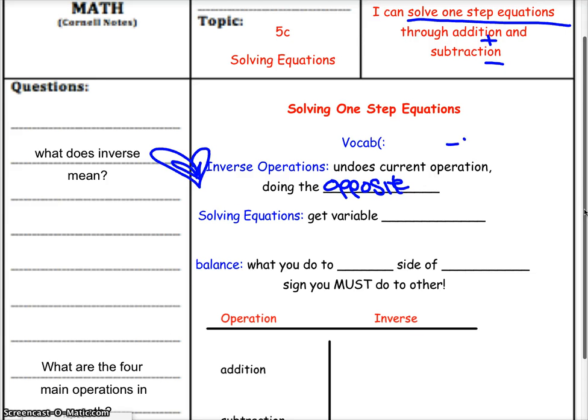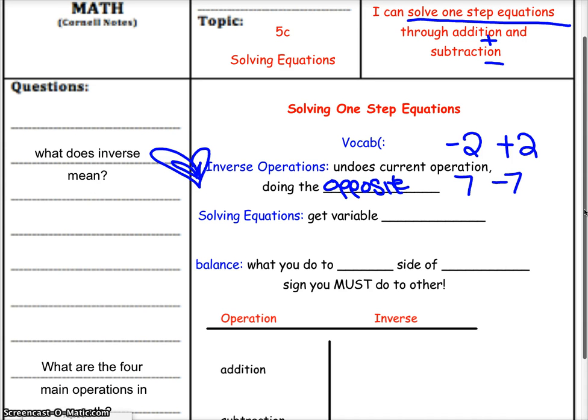If you have -2, to get rid of -2, you would have +2. To get rid of 7, or to undo it, you would do -7. That's why I say opposite. You're really just trying to get rid of it.